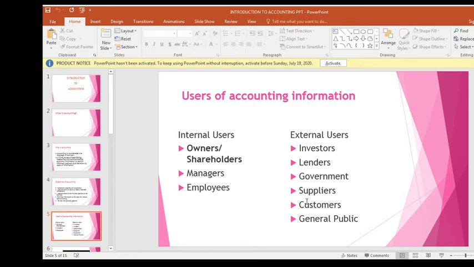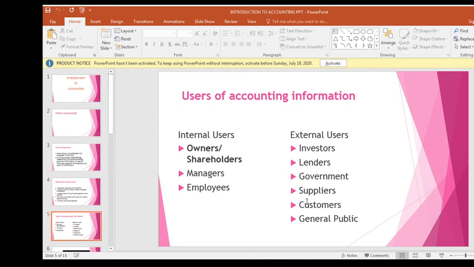So they will need the accounting information for them to be able to know the financial position and the profitability of the business, to aid them make the decision on whether to invest their money in that business or not. We also have another category we call the lenders. Lenders are the financial institutions like the banks, who need the accounting information to aid them make a decision on whether to give financial assistance to the organization or not, also depending on the financial position and the profitability.